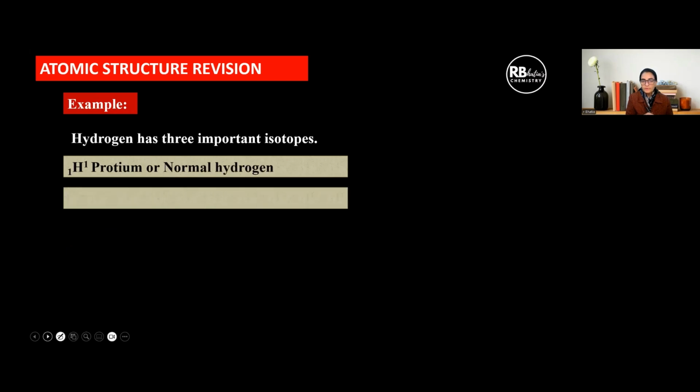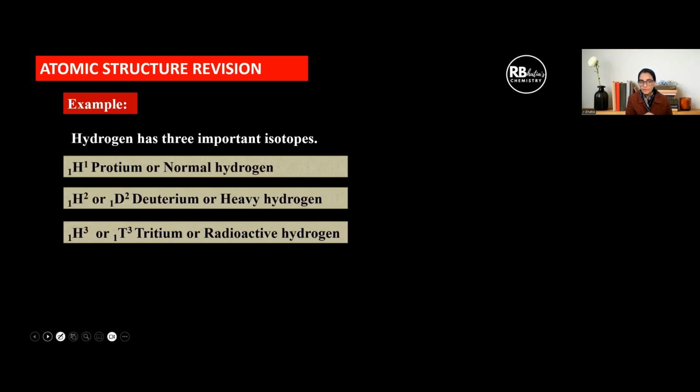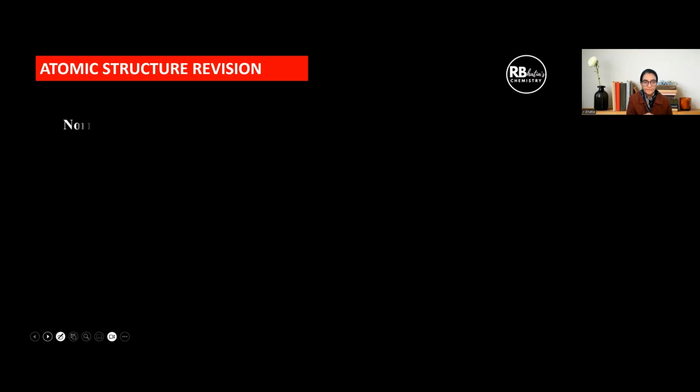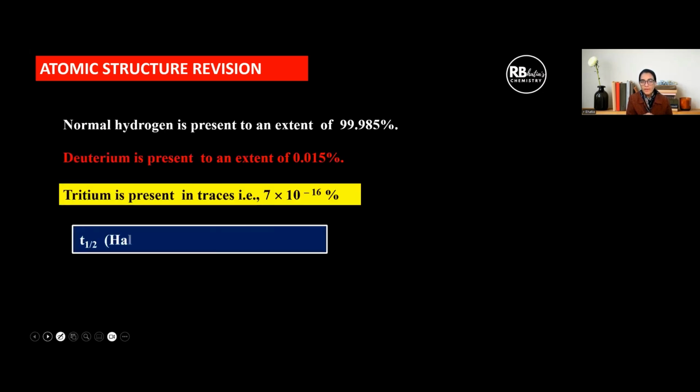Three important isotopes, as quoted in your NCERT as well, for hydrogen are protium, the normal hydrogen; deuterium, expressed as H-2 or D, which is called heavy hydrogen; and then the radioactive hydrogen, that is tritium. Normal hydrogen is present to an extent of 99.985%. Deuterium is only to an extent of 0.015%. Tritium is present in traces.